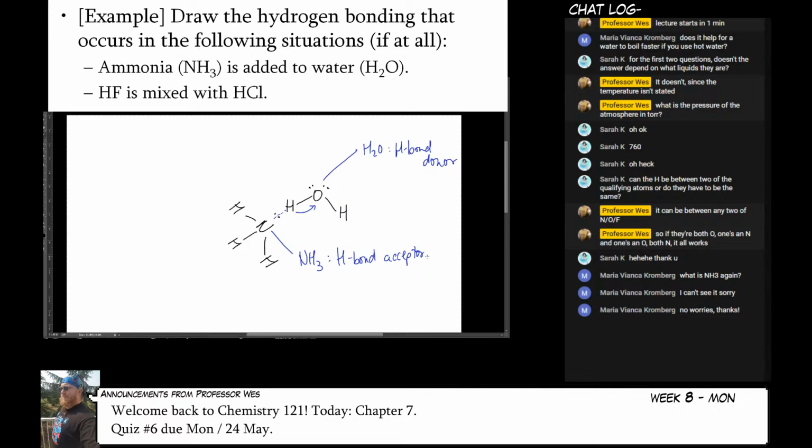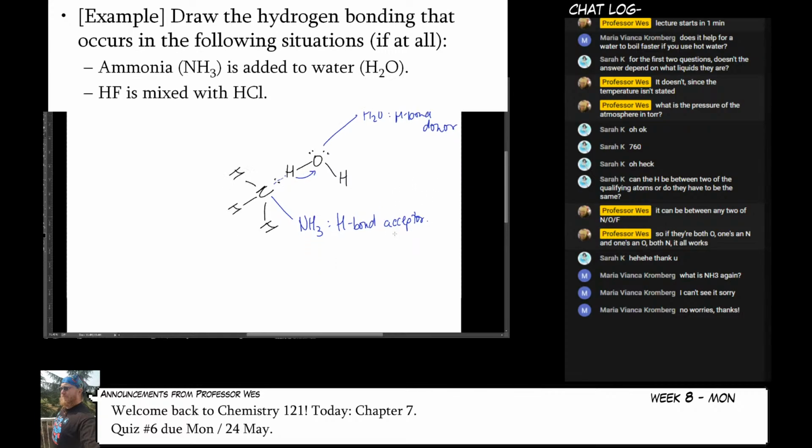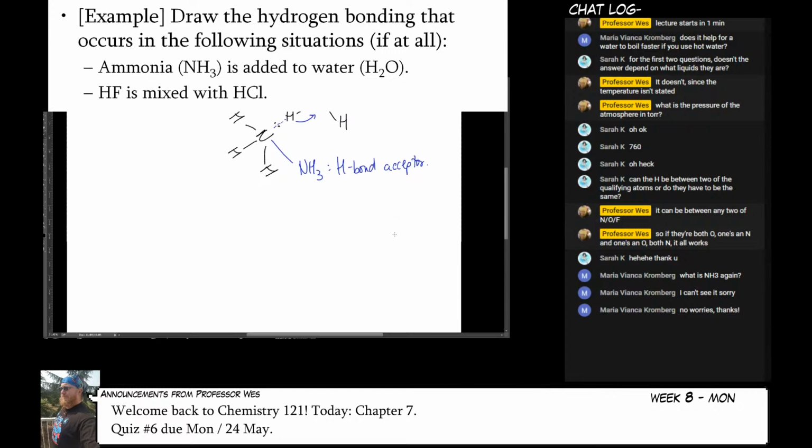HF and HCl cannot hydrogen bond because even though I have HF here, I have to point it at an electron pair on the other molecule, and this is not N, O, or F. So hydrogen bonding does not occur between HF and HCl. They would just mix together.